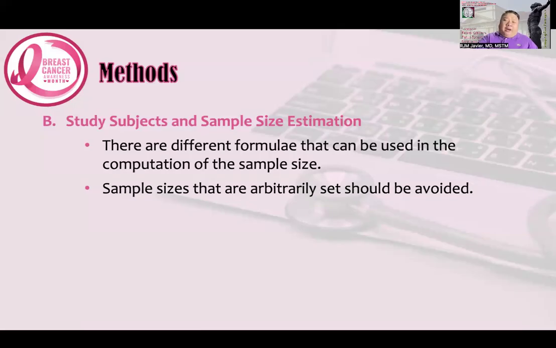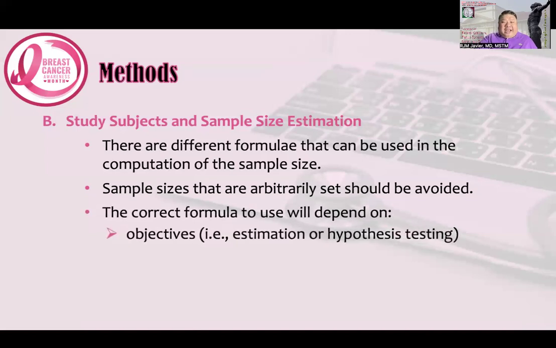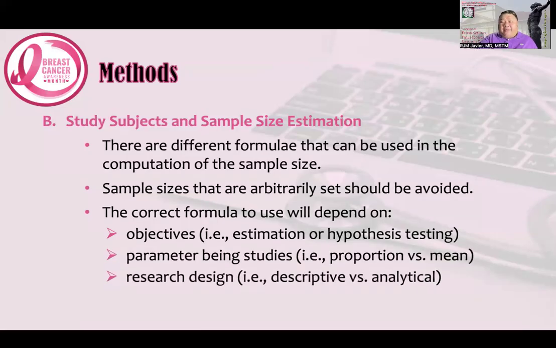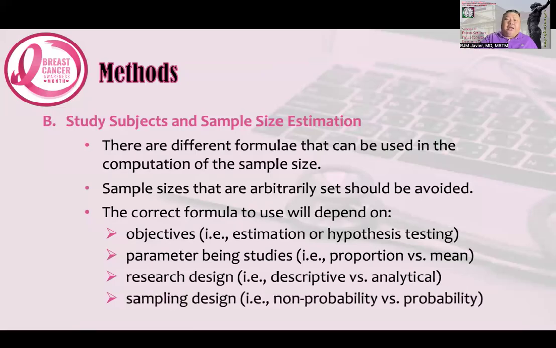Sample sizes that are arbitrarily set should be avoided. We really don't want this. And the correct formula to use will depend on the following. The objectives, whether you are doing an estimation or just a mere descriptive study, or hypothesis testing, if this is an analytical study design. The parameter being studied, whether you're looking at proportions versus means. Or the research design: is this something descriptive or is something that is analytical in nature? And of course, the sampling technique, whether you will be employing probability versus non-probability sampling.